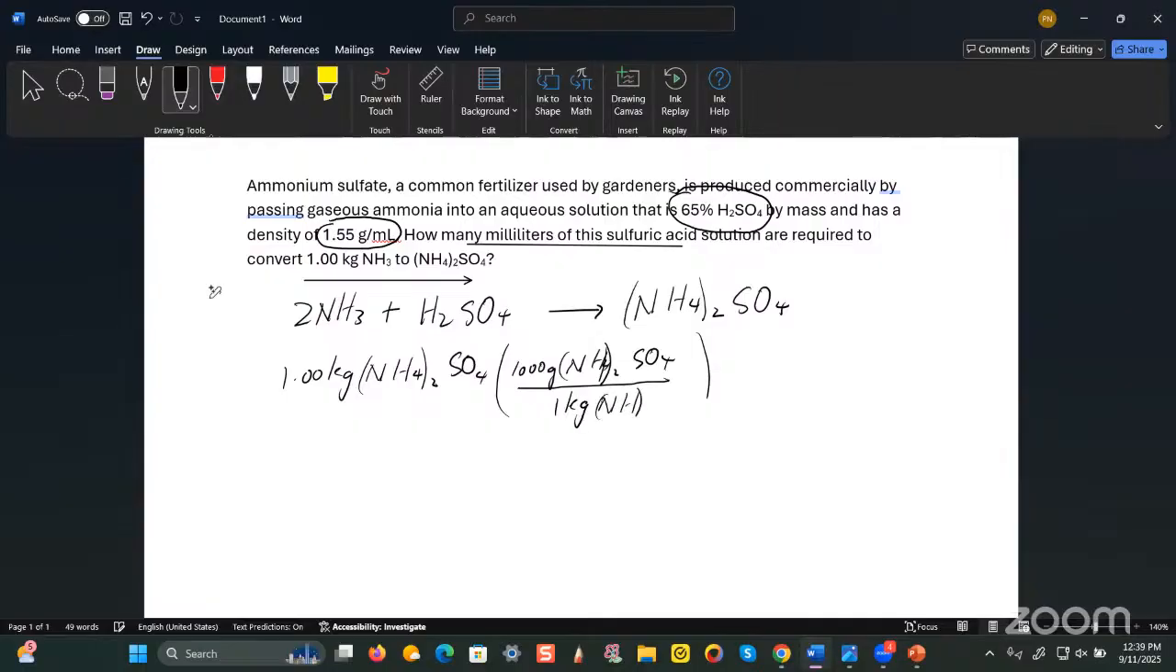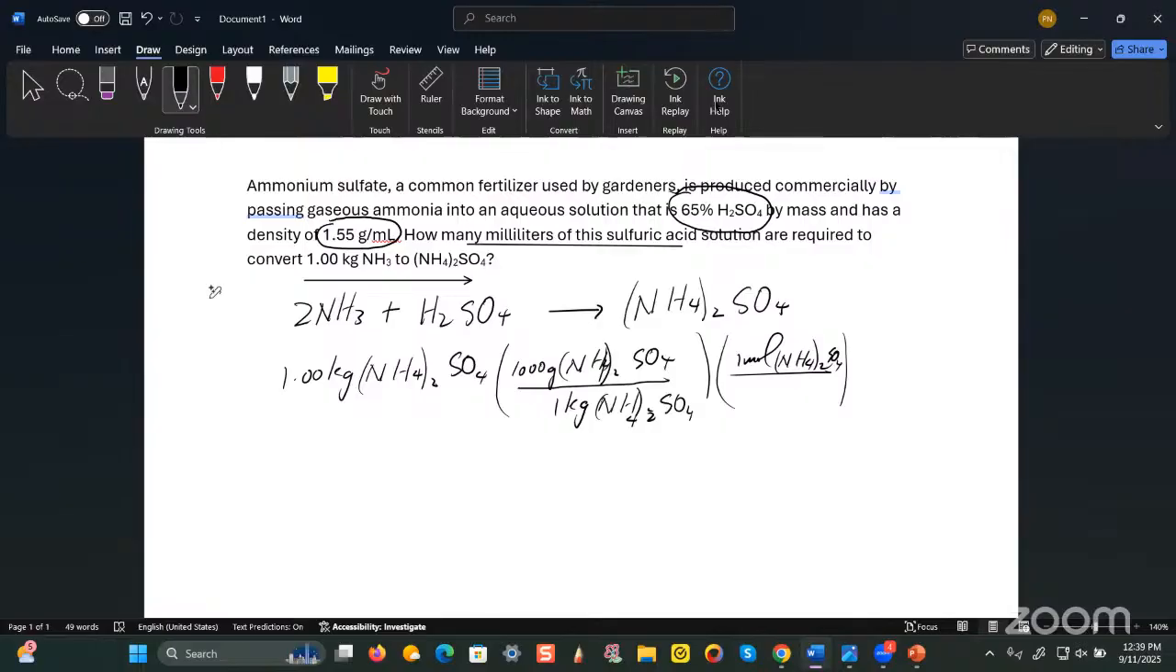And then the next step would be to convert from grams to moles, right? So that means I need to figure out what the molar mass of ammonium sulfate is. So I'm going to put 1 mole of NH4 2SO4 above as a numerator, and then I would have to calculate the molar mass of, you know what?